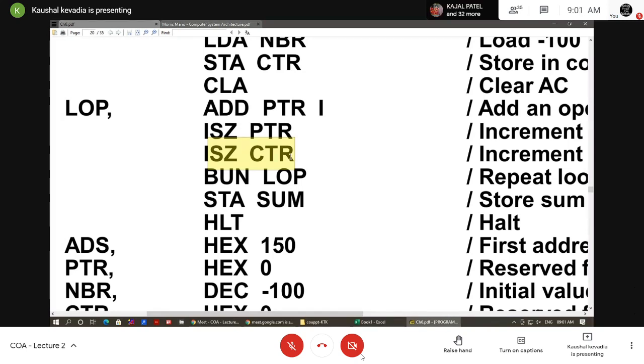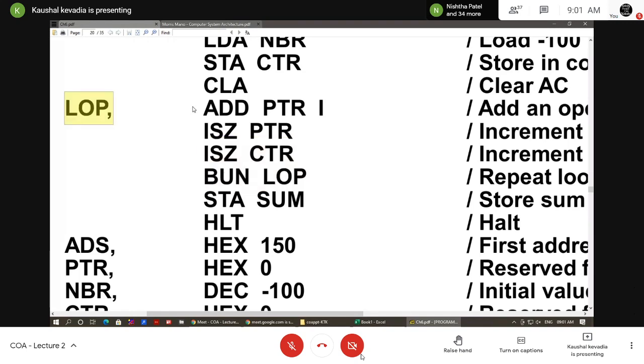Okay, one by one I add and process those numbers, then I want to increment my counter. So ISZ increments the CTR. If it is 0, then I have to skip the next instruction. But currently what is the value of CTR? It is minus 99. So I want to branch to LOP. I want to find out where the LOP symbolic name is in this program. So I want to move there and start the execution once again from LOP.